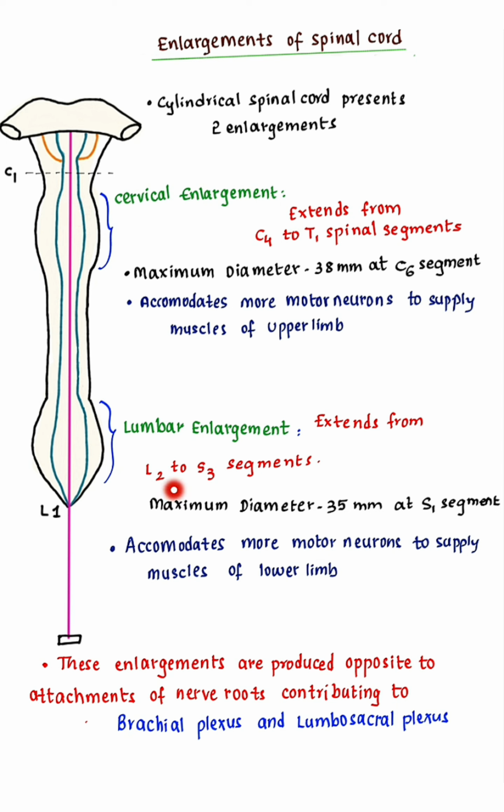Lumbar enlargement extends from L2 to S3 segments. Maximum diameter is 35 mm at S1 segment. To supply muscles of the lower limb, it accommodates more motor neurons. These enlargements are seen opposite to attachment of nerve roots, which contribute to brachial plexus and lumbosacral plexus.